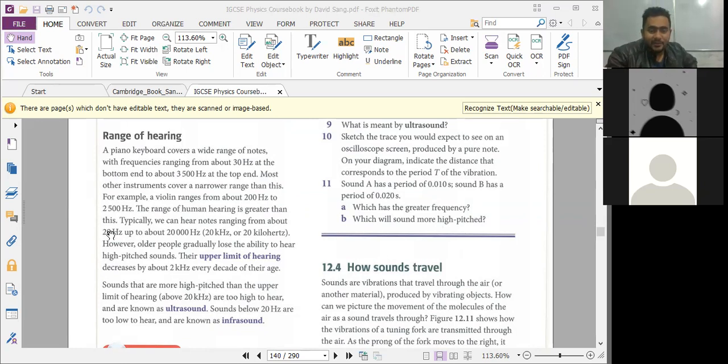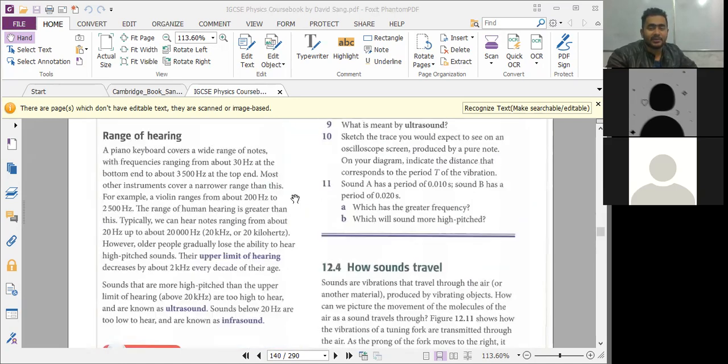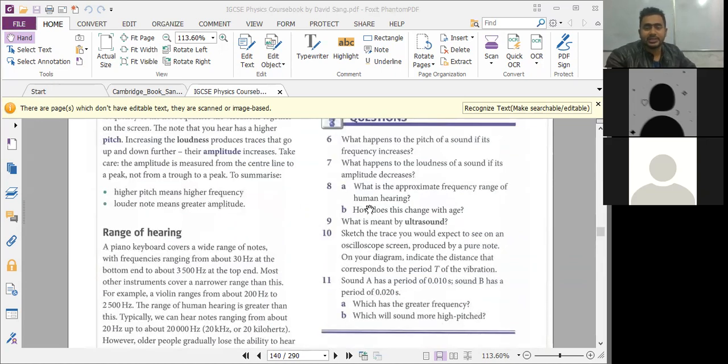Look at that. However, older people gradually lose the ability. Older people gradually lose ability, not you. So when you will be older, right? Anyway, sounds that are more high pitched than the upper limit of hearing, about 20 kilohertz, are ultrasound. So I think it's clear. How does this change with age? After crossing old age, it will decrease the upper limit of human hearing.